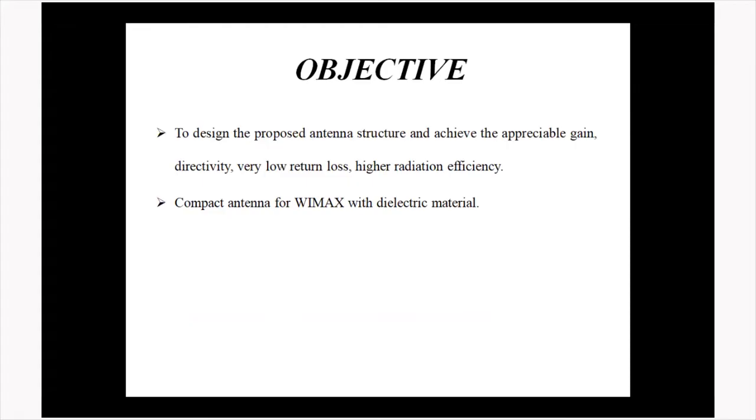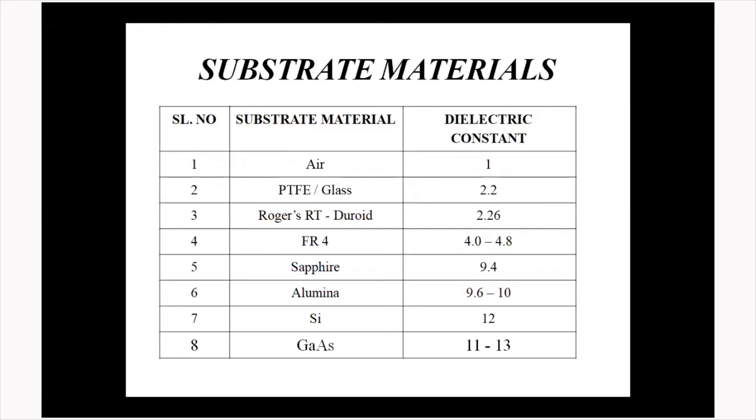The main purpose of using it for WiMAX applications is that the antenna size is very compact with the dielectric materials. There are many substrate materials with different dielectric constants. Now we are using FR4 as the substrate. Its range is 4.0 to 4.8. Why? To reduce the size of the antenna.